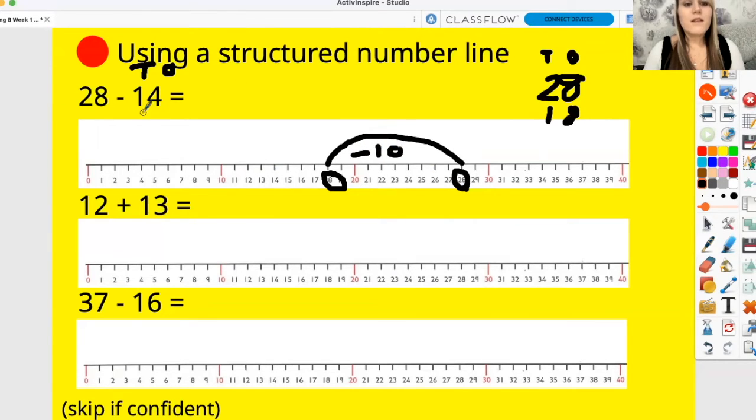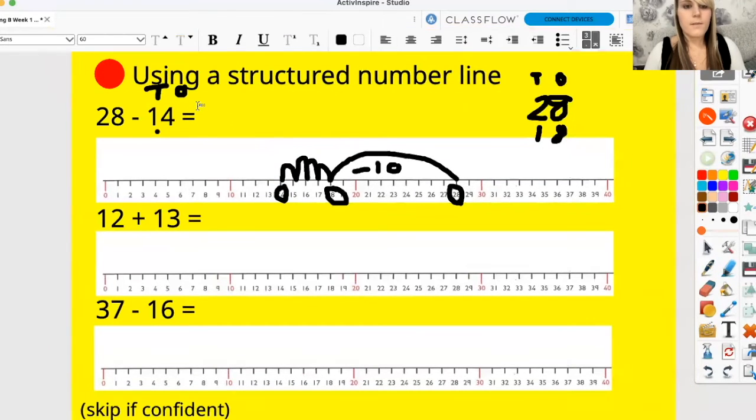So then once I've done the 10s, I now need to do the ones, which is 4 ones jumps. 1, 2, 3, 4. Now I find my answer and write it in. So that's our 10s and ones.